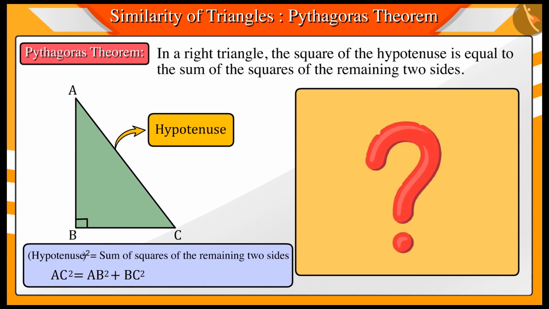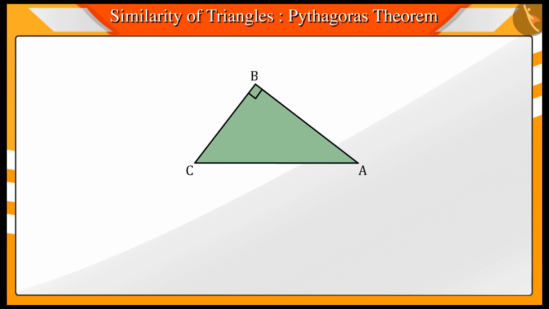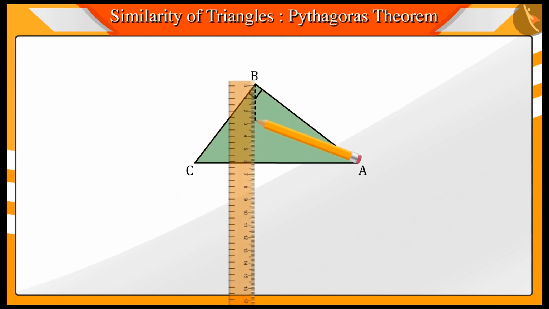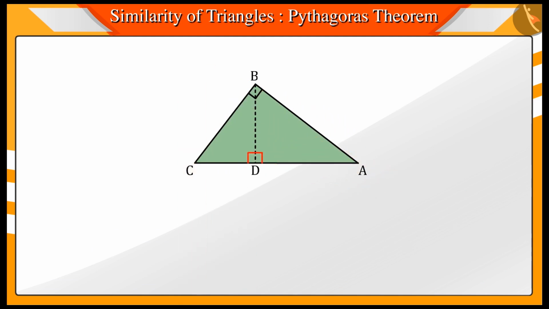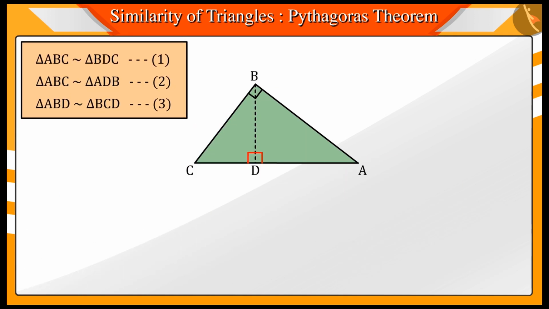Can you tell why? To understand this, we rotate our right-angled triangle in this way. And then, from the right angle, we drop a perpendicular to the hypotenuse. As you know from the previous video, if a perpendicular is dropped at the hypotenuse from the right-angled vertex of a right triangle, then the triangles on either side of this perpendicular are similar to the full right-angled triangle and also mutually similar.